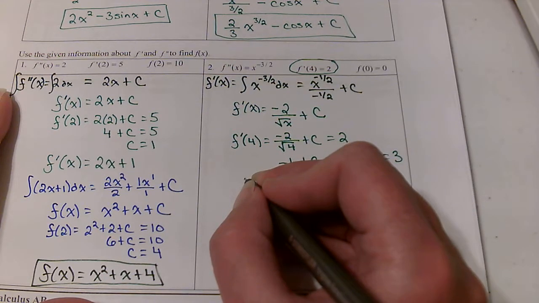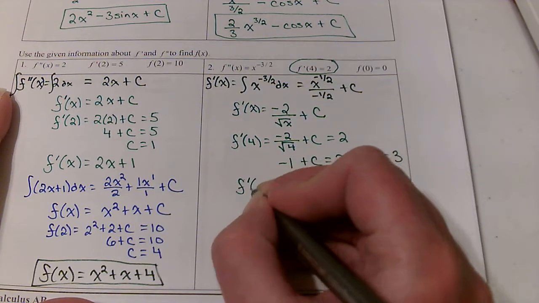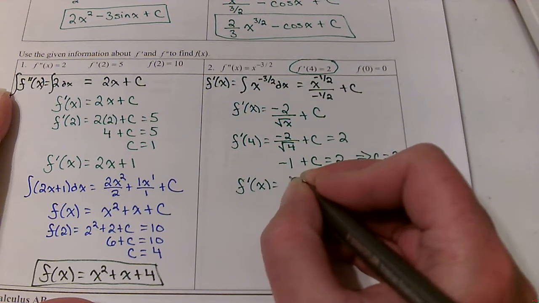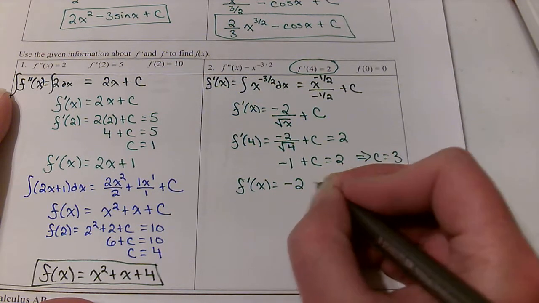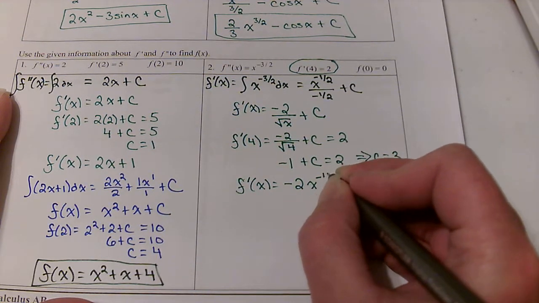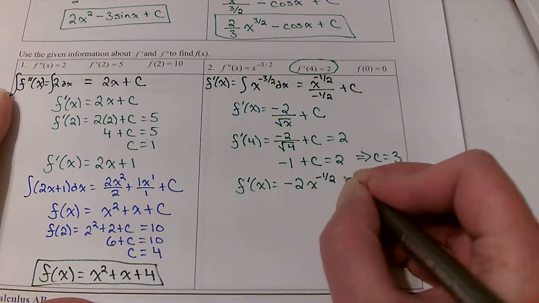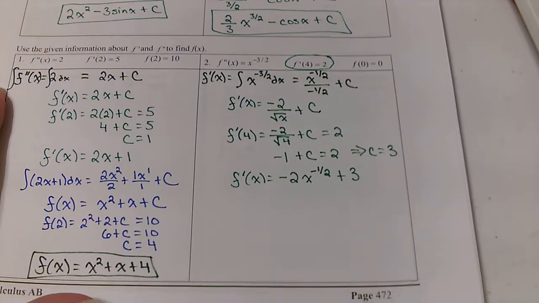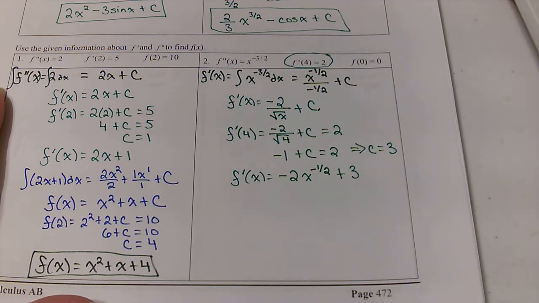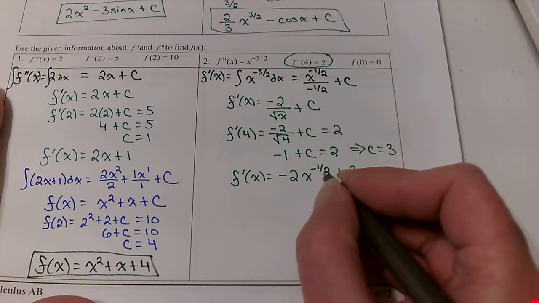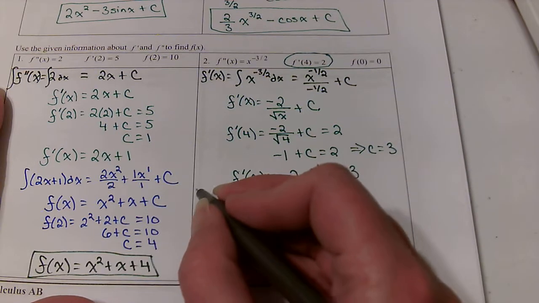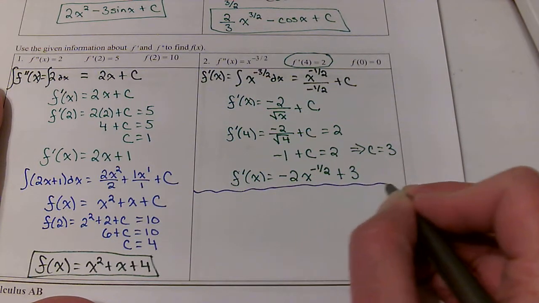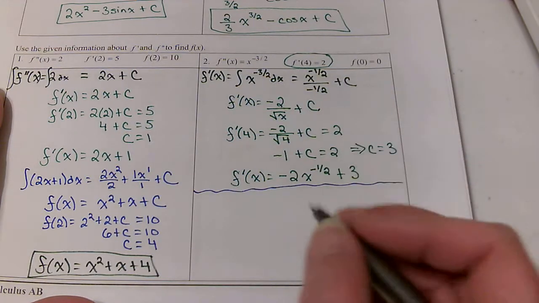That tells me that f prime is, and I'm going to write it back with that exponent, plus c, which we found to be 3. The reason I wrote it back as a fractional exponent is because to find f of x, I need to take the antiderivative of that.